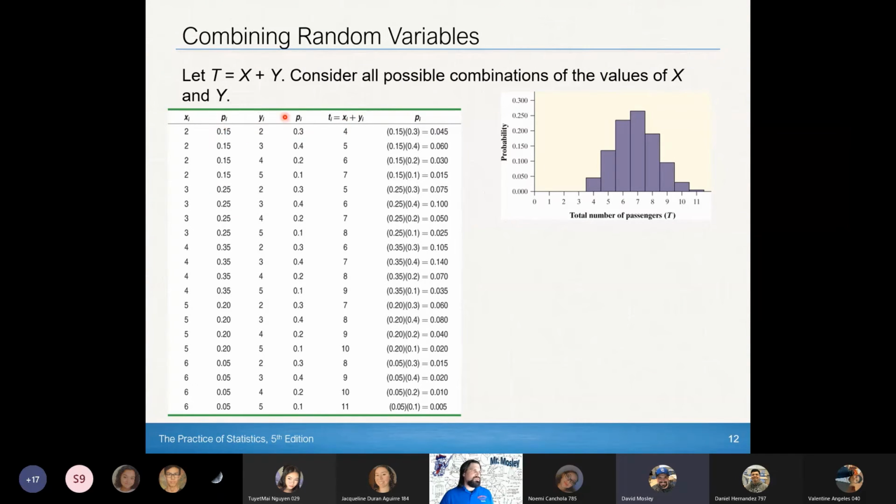And the probability, because these are independent events, is the probability of 2 passengers times the probability of 2 passengers, 0.045. And we move on down the line using the same logic, and we create all the different combinations. We can have 2 and 2, 2 and 3, 2 and 4, 2 and 5, 3 and 2, and so forth. And we get multiple different ways to have 5 people, 6 people, 7 people, 8 people, 9 people, 10 people. Only one way for 11. All right, so we get these different outcomes, and that builds our histogram.